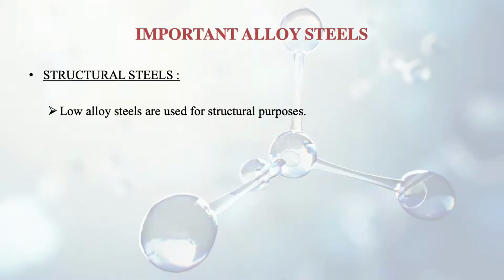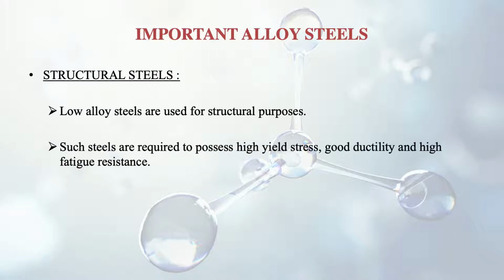These alloy steels, there are low alloy steels also, and these are used for structural purposes. These steels are required to possess high yield stress, good ductility and high fatigue resistance. Why? Because good yield stress will lead to good ductility, and with good ductility the structure will not fail in one go, like in case of brittleness.